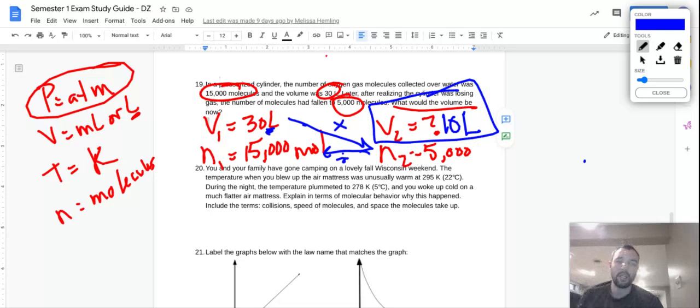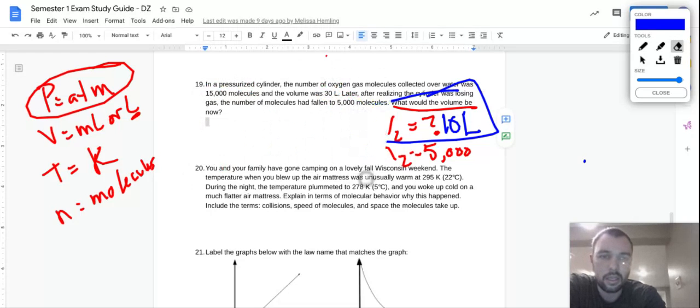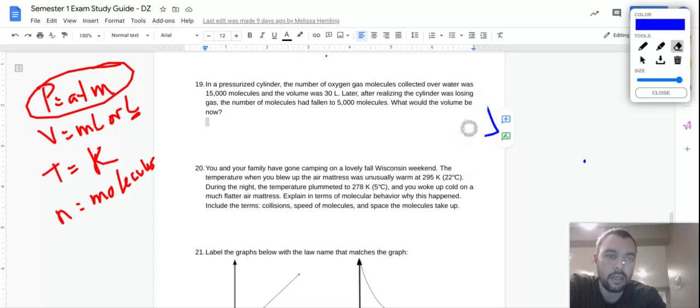Double check here. N goes down. It was at 15,000 and it goes down to 5,000. So that means that our volume should do the same thing. Our volume should go down. It was at 30. Now it's at 10. We probably did that one correct. So that was good work. Hopefully you crushed that one. Let's try 20 here.